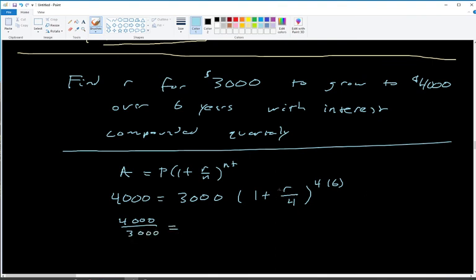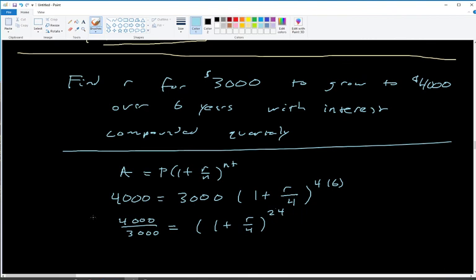So my goal is to solve this equation here for R. So I'm moving the 3,000 over by dividing it. That leaves 1 plus R over 4. 4 times 6 is 24, so that's to the 24th power. When we want to undo a 24th power, we take plus minus a 24th root. Since we're undoing an even power with an even root, we need a plus minus. Since this is money, we're going to ignore the negative root.